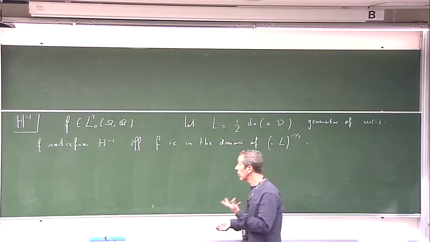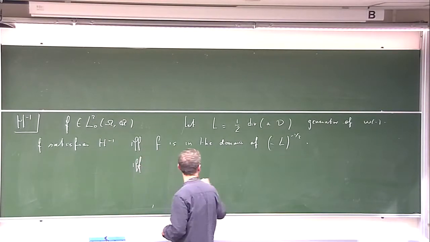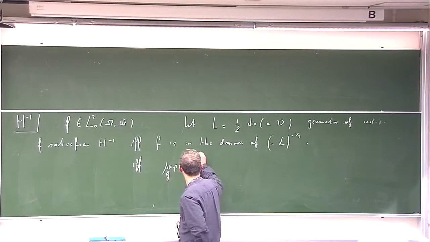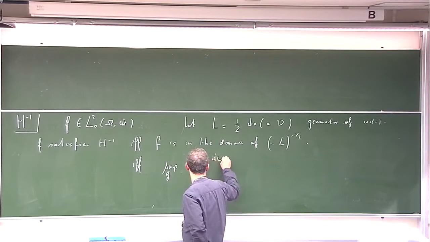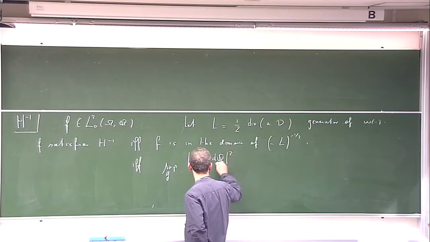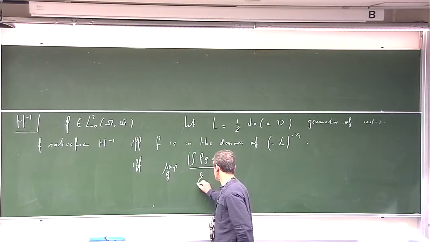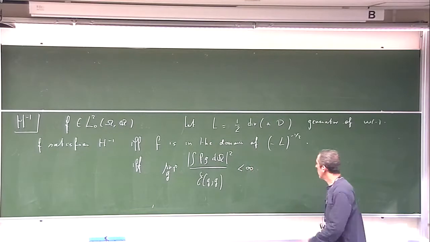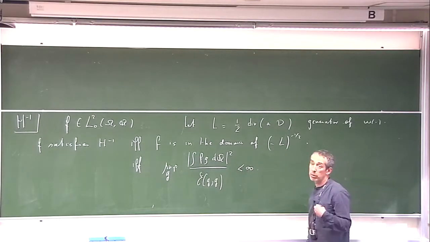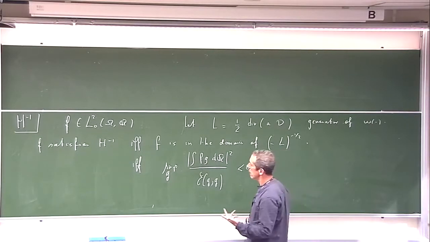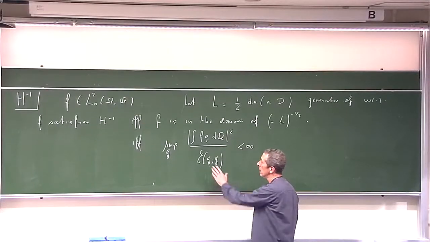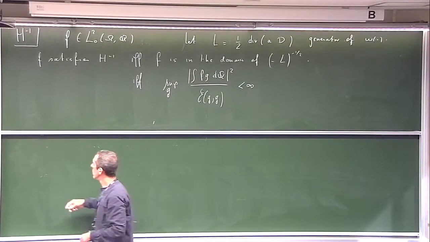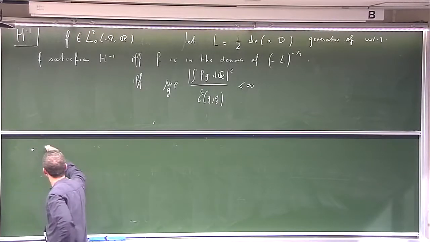In a dual form, this is the case if and only if the sup over functions g, which are not identically zero, of the integral of f g dq squared, divided by the Dirichlet form E of g and g, is finite. Because this is a dual norm corresponding to minus L to the power 1/2. So in that sense, H minus 1 is a dual space of some H1 space, which is the domain of E.